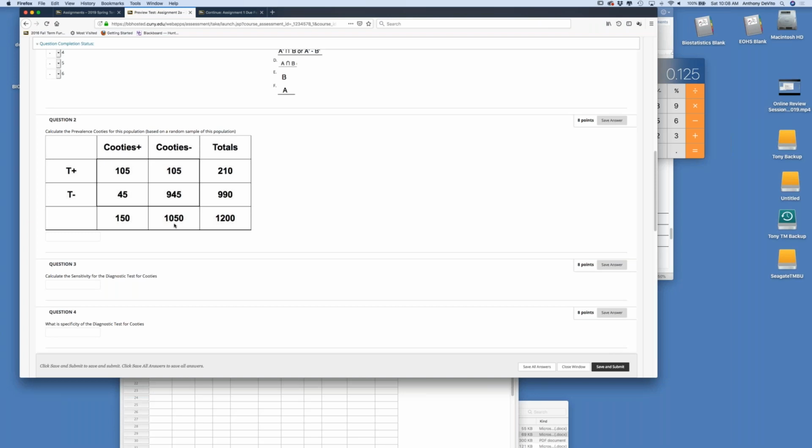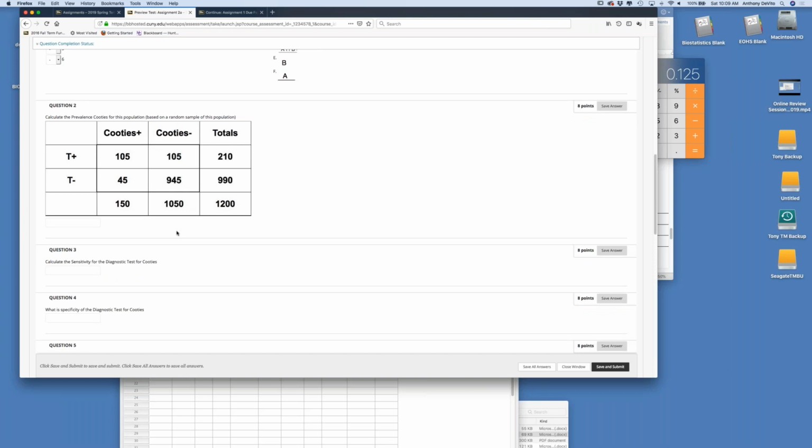It's 90% of 1,050. If we get it right 90% of the time, we get it wrong 10% of the time. That's where that 105 comes from, for those who tested positive but are in the column of people that don't have the disease. Does that help, Lydia? Does that answer your question?